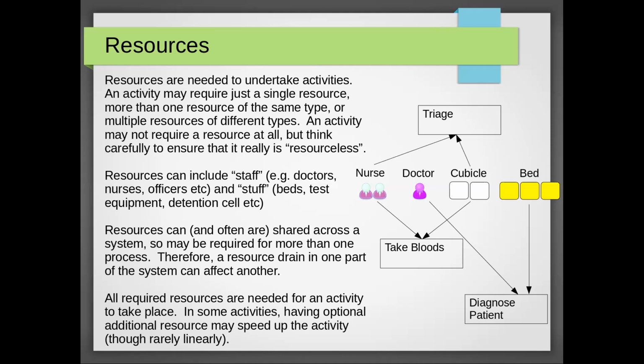But it might be that you need more than one resource for an activity to happen. It might be more than one resource of the same type, so it might be you need 2 doctors. Or you might need multiple resources of different types. You might need a doctor and a nurse, for example, for an activity to happen, plus a bed. An activity might, in some cases, not require any resources at all, or nothing that you need to model.